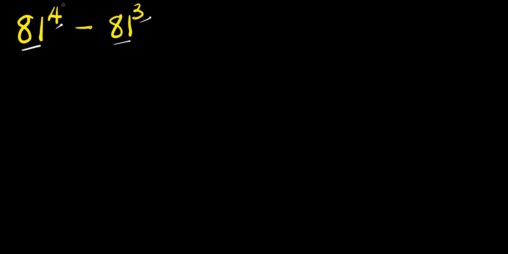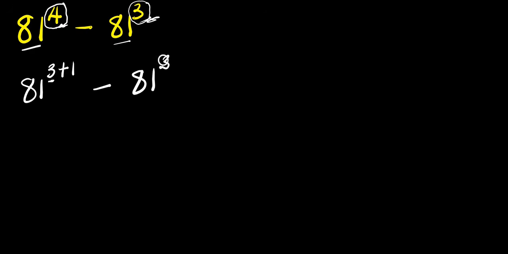First and foremost, consider this exponent here, which is 4. Consider this other exponent here, which is 3. Now, let's try and make this exponent to have 3 in it. Remember, 4 is 3 plus 1. So I can decide to have 81 to the power of 3 plus 1, because I want to have 3 here to correspond with this other 3 here. Then we have minus 81 to the power of 3.